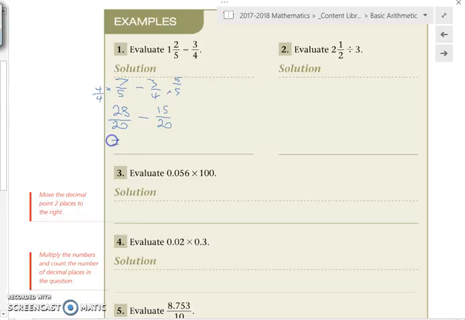Okay, so now we've got 28 over 20 minus 15 over 20 gives us 13 over 20, and we simplify it if we can. Cool? Can you simplify that? No. 13's a prime number, so that's always a giveaway.